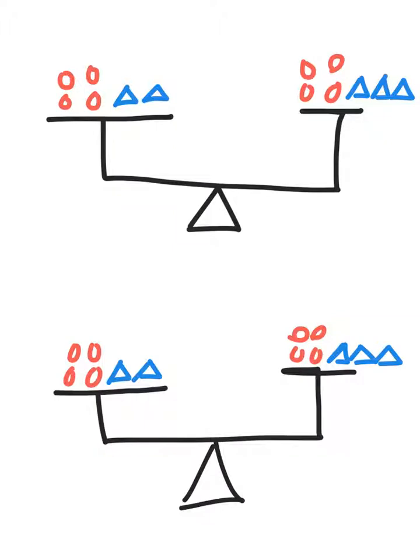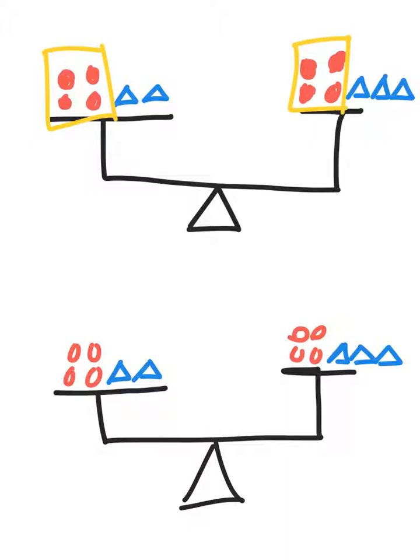So I want to give you a visual before we move on to the next topic. In my scale, I have 4 red circles on each side. Assuming each red circle weighs the same amount, I'm going to say that both these amounts, 4 circles on each side, weigh exactly the same.